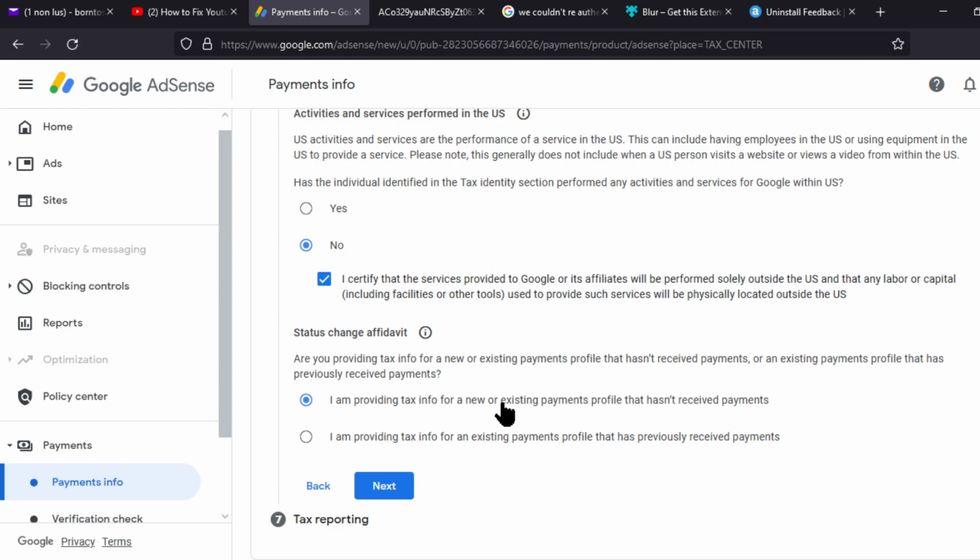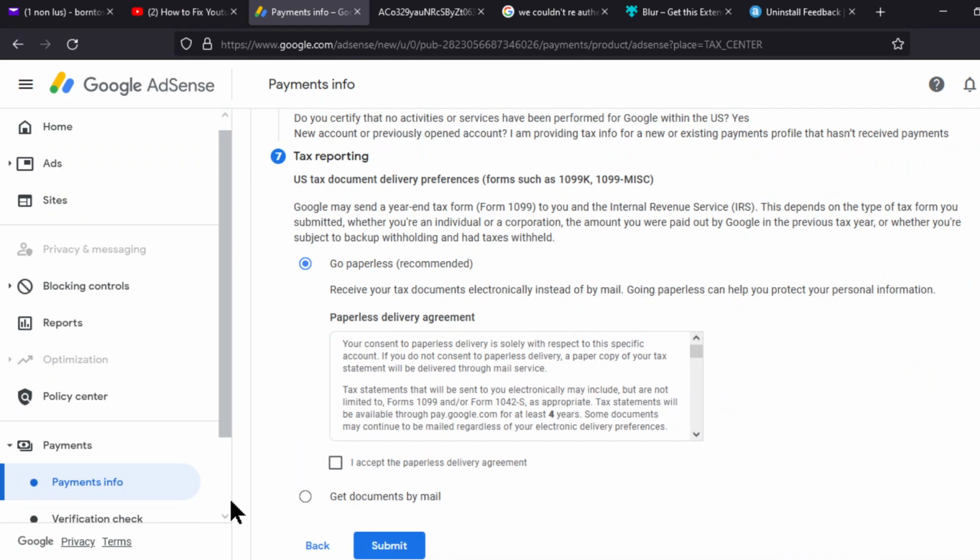But it's not actually new. And that's what they said, new or existing. Okay, the second one says, I'm providing tax info for an existing payment profile that has previously received. I've not received the money. I'll just receive my normal money. Man, fuck this. I'm going to click the first one.